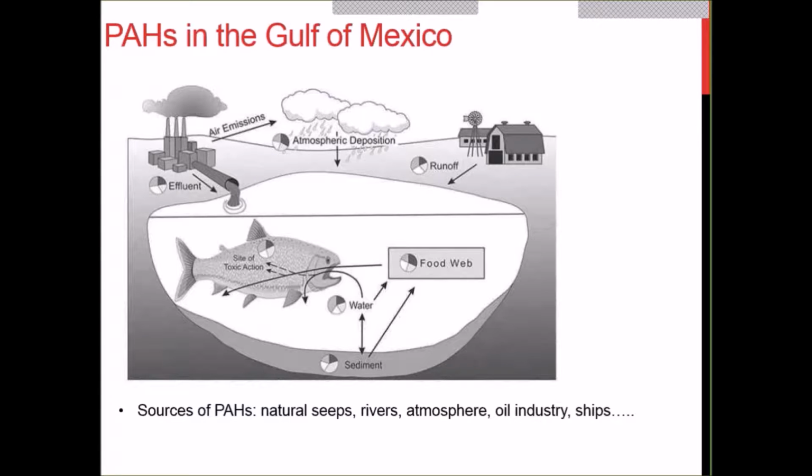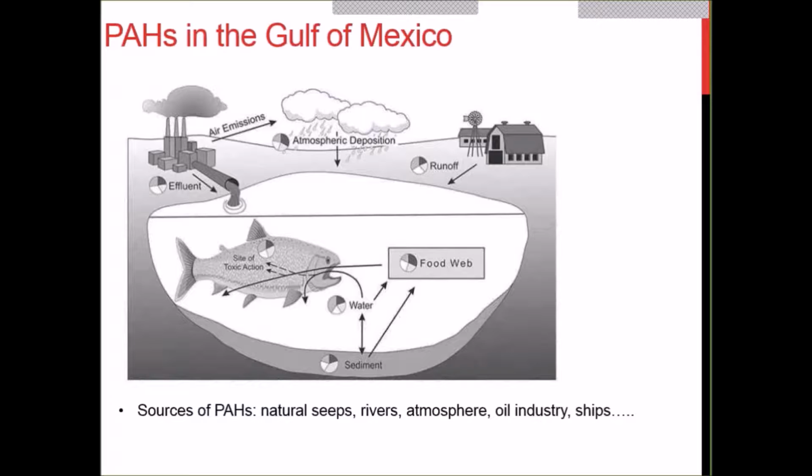And PAHs are not just specific to oil. They're ubiquitous environmental pollutants on land and in the ocean. There are many sources of PAHs to the Gulf of Mexico, which we've said already: natural seeps, riverine input, specifically the Mississippi River, which is a large river, atmospheric deposition, the oil industry, ships, your cars, lots of sources of PAHs to the Gulf. And if you look below the waterline in this figure, you can see there are many sinks of PAHs in the Gulf of Mexico as well.